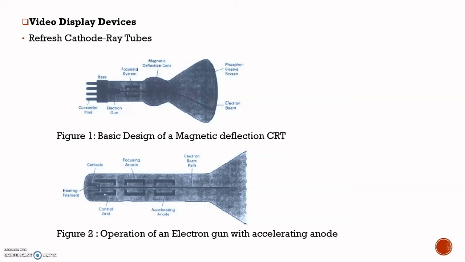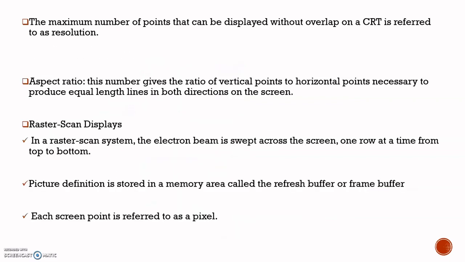This is how refresh cathode ray tubes work. I have given a small description of resolution and aspect ratio. Now I'll move on to the next display device, that is the raster scan display.